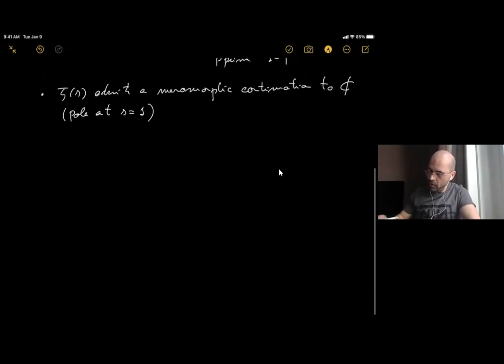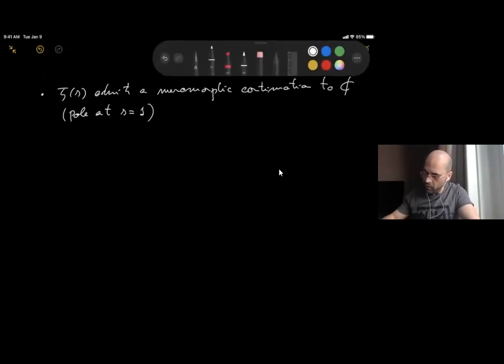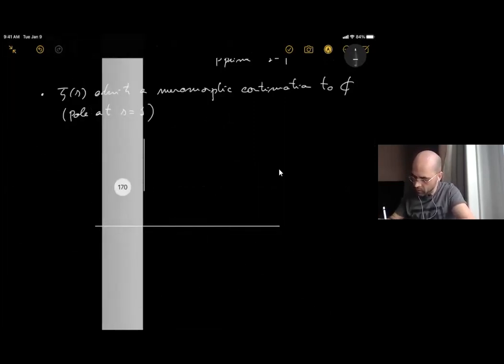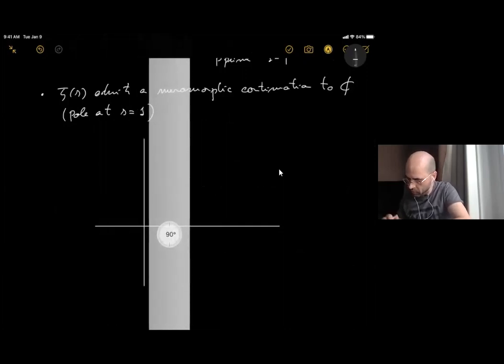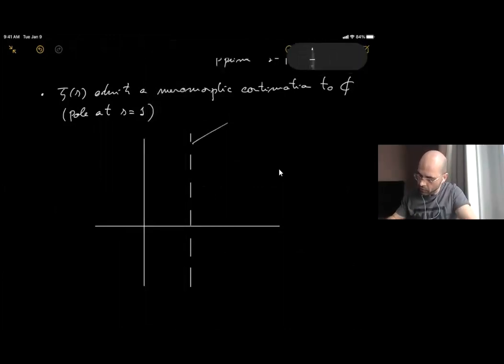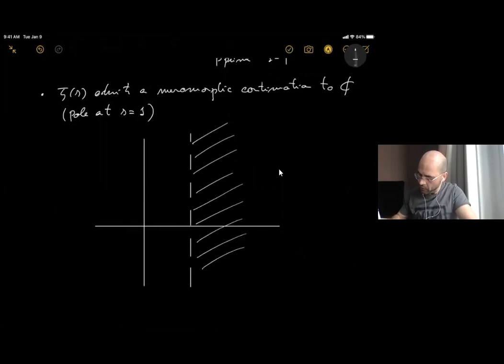So if we want to draw a picture of this, we can say, well, we have something like this. So here we have 0, and here we have 1. And the function is well defined in this half plane region. Here it's 0, here it's 1. It admits a meromorphic continuation to C, and it has a single pole here.